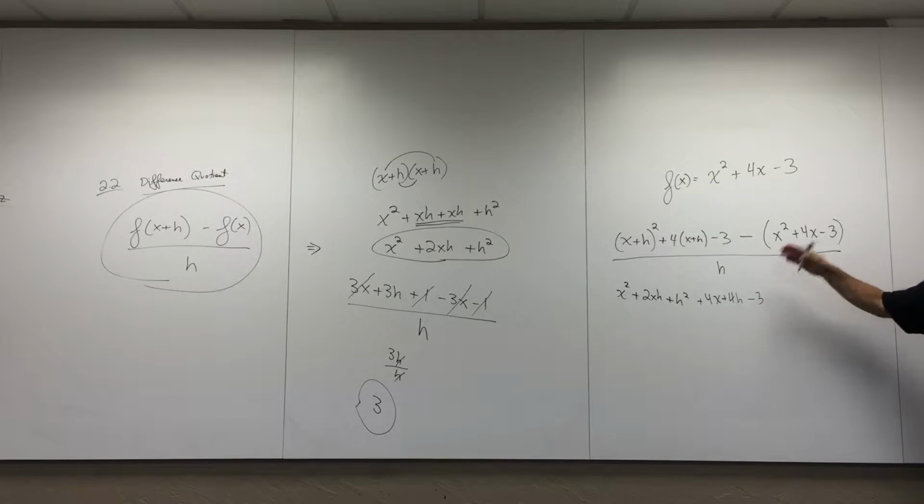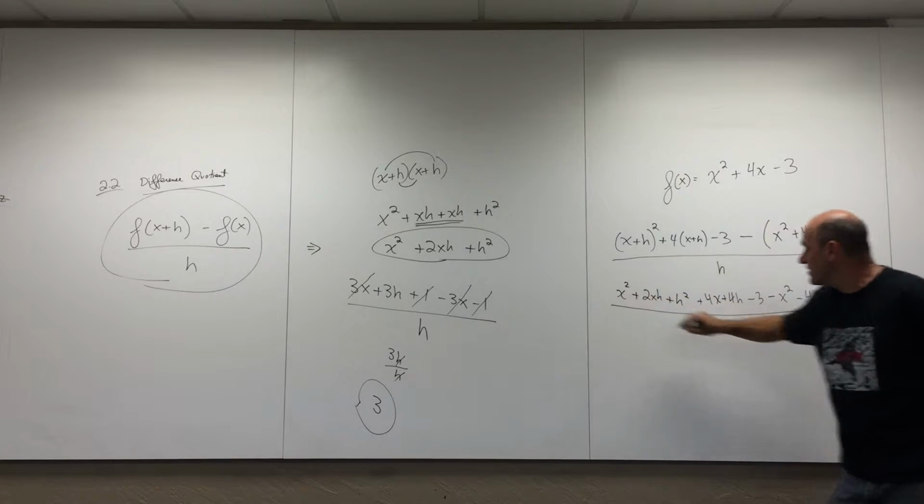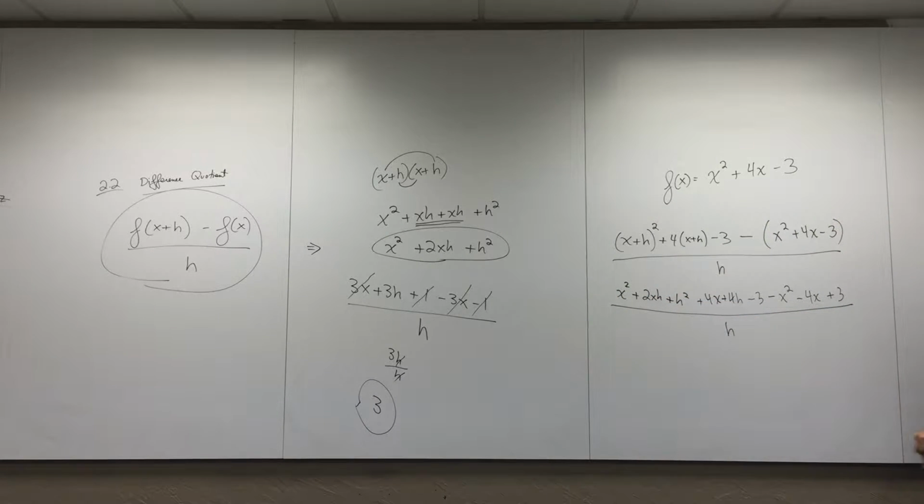What's coming next? Subtract all that, which means I'm going to distribute the negative sign. Negative x squared, negative 4x, and positive 3. You with me on that? All over h. All right, that was kind of the hard part.